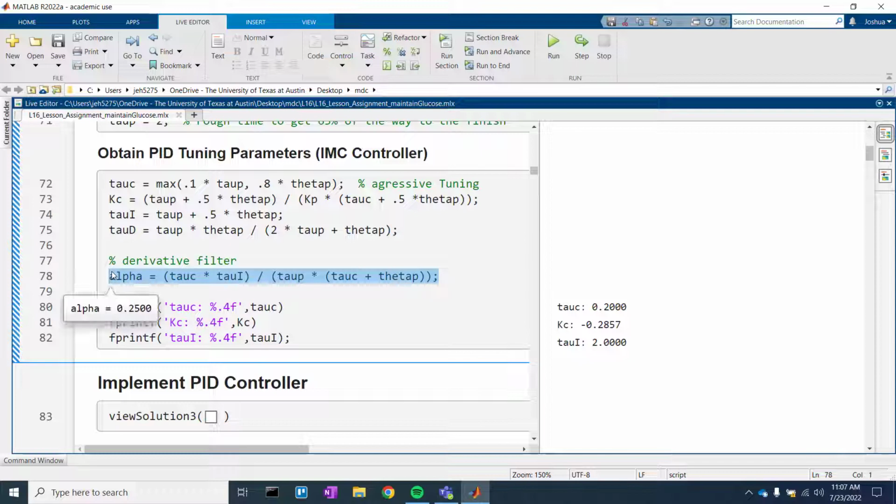This derivative filter will help us filter out measurement noise so that our derivative term is less sensitive to this noise and enables us to just focus on changes within our derivative that are meaningful. This works by being multiplied by our derivative term within our PID equation. So that will be an extra term we calculate here as well.